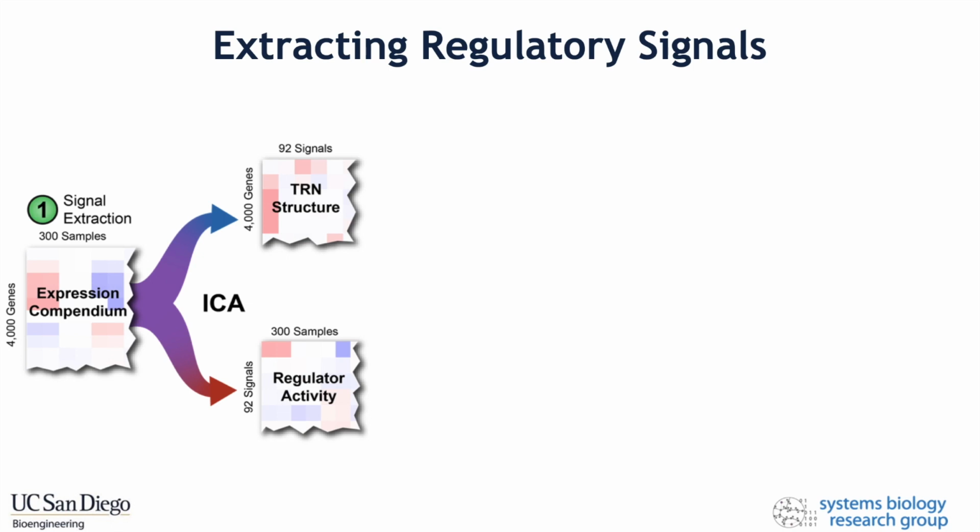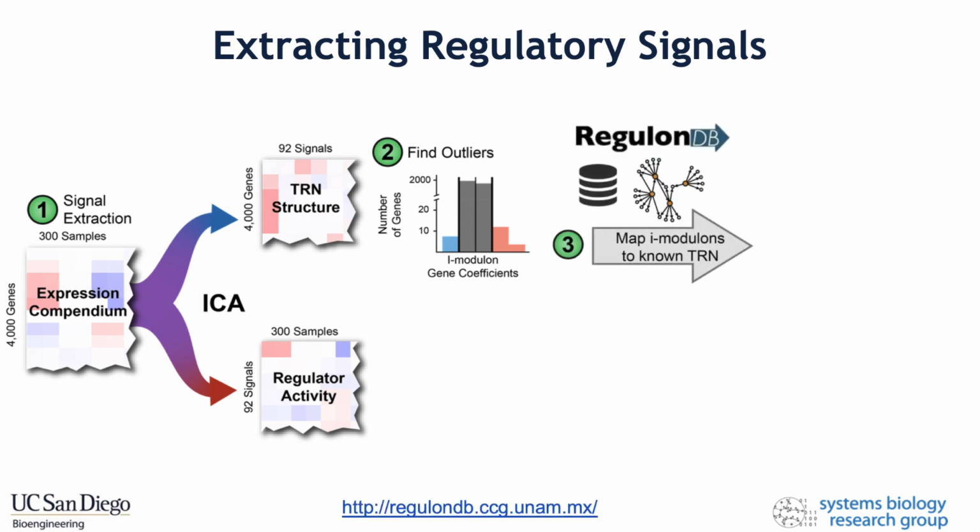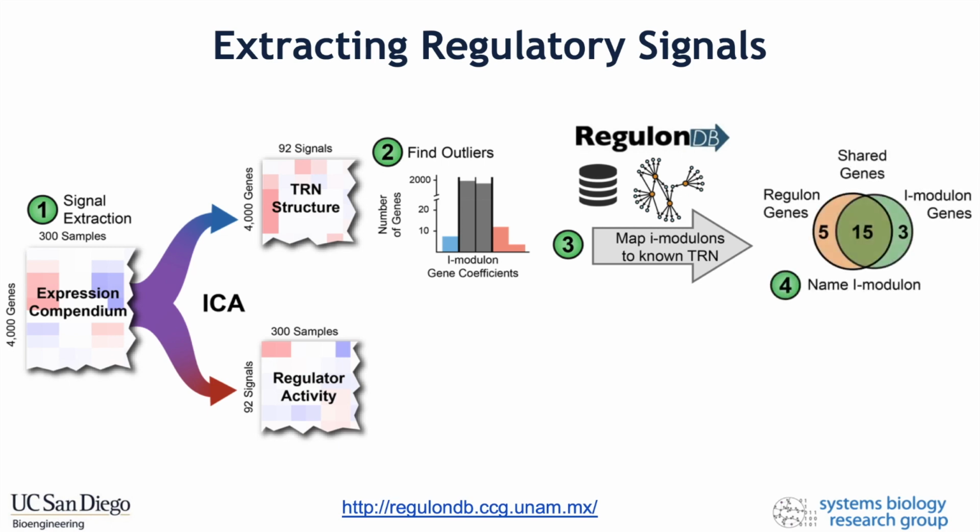The overall workflow starts by applying ICA to an expression compendium. We take the S matrix, which encodes the TRN structure, and find outliers, and we call these iModulons. We map these iModulons to the known TRN, specifically from RegulonDB, using all interactions, and we name the iModulon if it shares a significant number of genes with a known regulon. iModulons are defined and named solely by their overlap with known regulons.